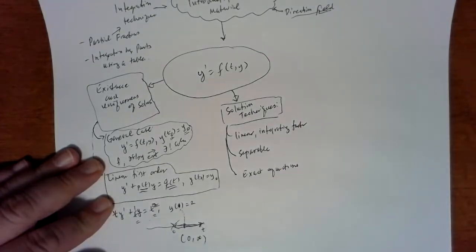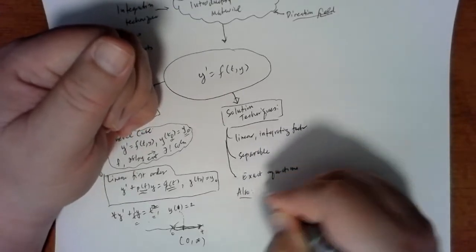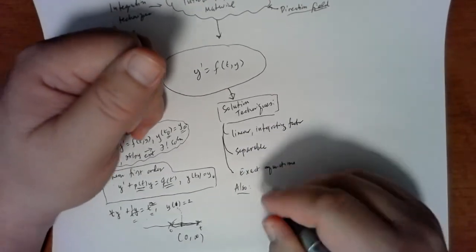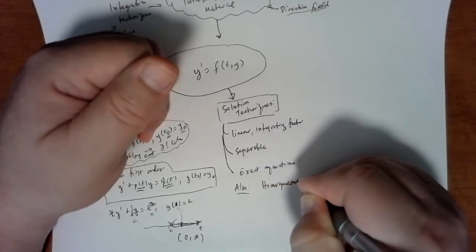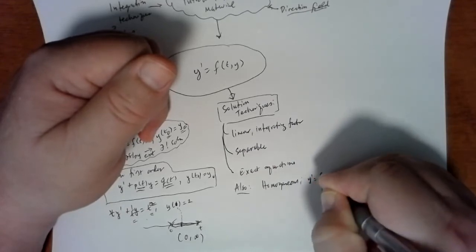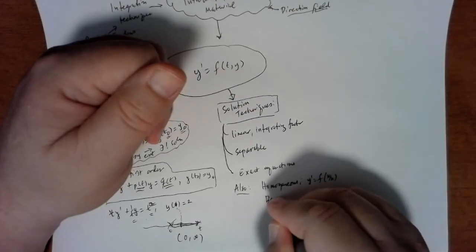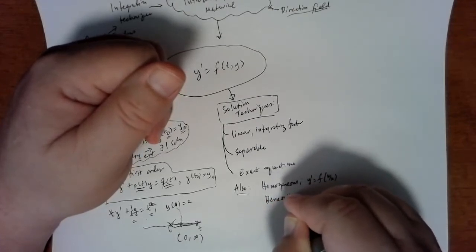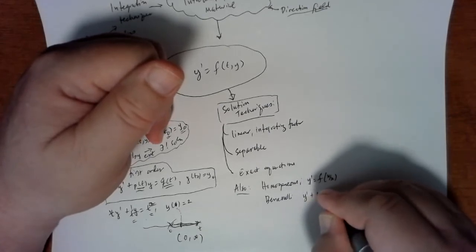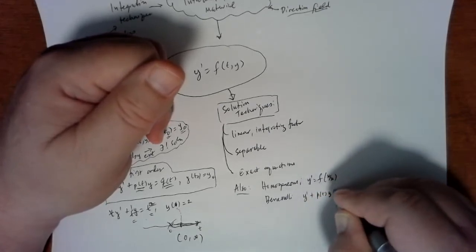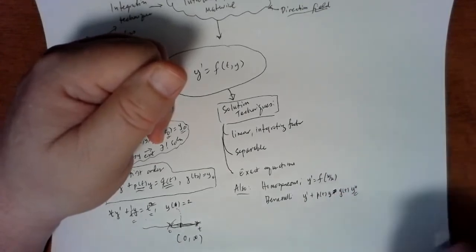Good. We also have, we should just make a note, the homogeneous equation. That is of the form y prime equals f of y over x. And also Bernoulli, where it looks kind of like a linear differential equation, however, equals g of t, maybe. We have a y to the n hanging out here.